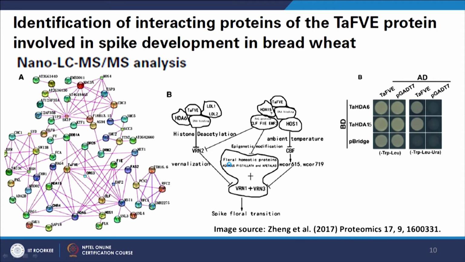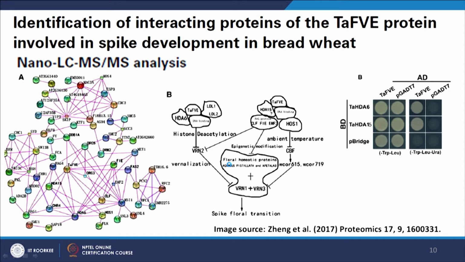This is an example of pull down followed by mass spectroscopy. I will not go into the detail, but why I want to tell here is that you can do it at the global level. So, you can tag a protein, you can use that tag and antibody against the tag, you can do the pull down, and then you can identify all the proteins through mass spectroscopy at the global level, to identify all the proteins which are interacting with a particular protein.